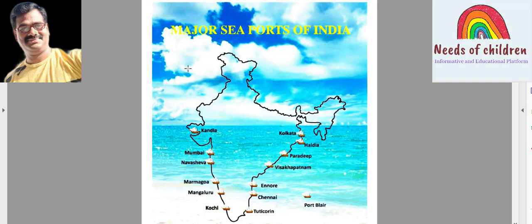Among that, the major seaports of India, like Kandla. So here are the important major seaports. Among that, Kandla, Mumbai, Navaseva, Marmagova, Mangaluru, Kochi, Tuticorin, Chennai, Ennore, Vishakhapatnam, Paradeep, Haldia, Kolkata and Port Blair. So these are the important ports. Among that, any one of the places can be asked.